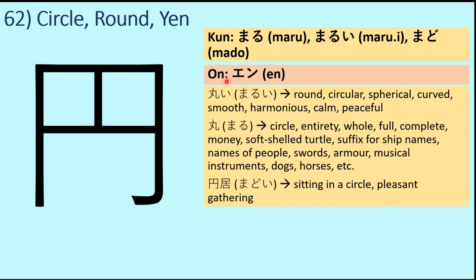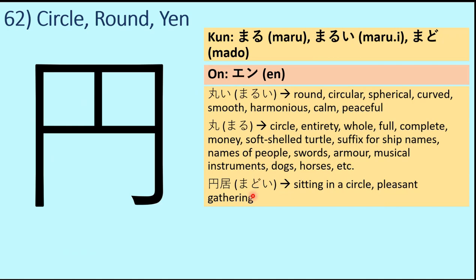The Kun'yomi meanings: marui represents circular, round, spherical, curved, smooth, harmonious, calm, or peaceful. Then we have maru for circle, entirety, whole or full, complete, money, soft-shelled turtle, suffix for ship names, names of people, swords, armor, musical instruments, dogs, horses, etc. So this maru is basically used as a suffix for all these kinds of names.